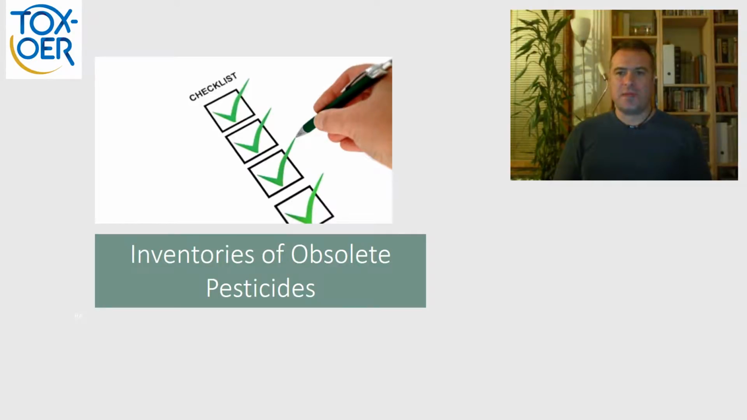Dear students, my name is Jordan Simeonov, and I would like to present the topic of inventories of obsolete pesticides. The inventory is an accurate record of the pesticides in stocks, enabling us to determine which products should be categorized as obsolete pesticides and which are usable.